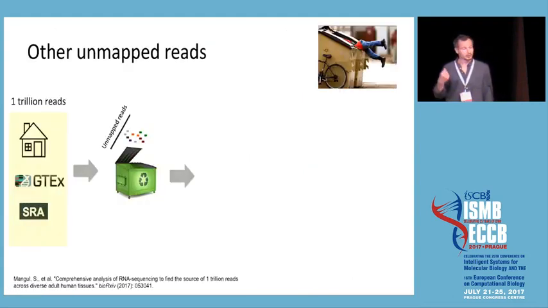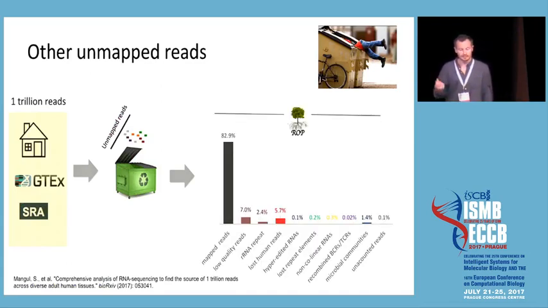Okay, if you're curious to know about the other unmapped reads, we have the answer for that as well. We used the read origin protocol to explain almost all, 99.9%, of the unmapped reads, and the data set was the same, 1 trillion reads across different data sets. Details are on the archive if you're interested to check.